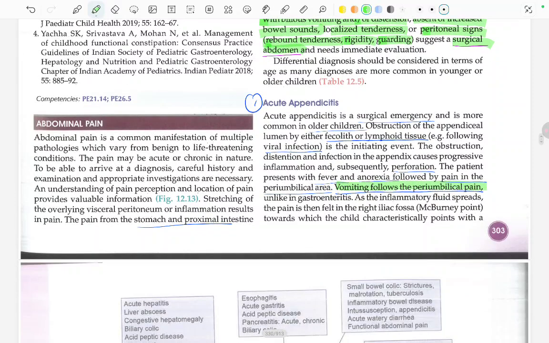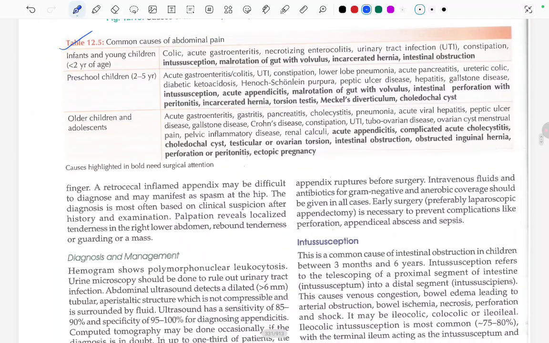As inflammatory fluid spreads, the pain is then felt in the right iliac fossa, at McBurney's point, towards which the child characteristically points with a finger. A retrocecal inflamed appendix may be difficult to diagnose and may manifest as spasm at the hip. So this retrocecal appendix is difficult to diagnose. And how will it manifest? As a spasm at the hip. The diagnosis is most often based on clinical suspicion after history and examination. Palpation reveals localized tenderness in the right lower abdomen, rebound tenderness, guarding, or a mass.